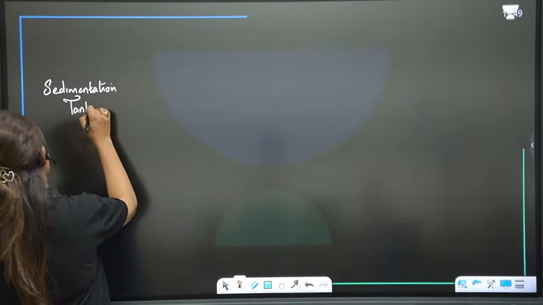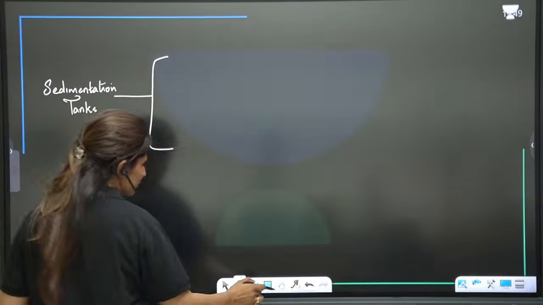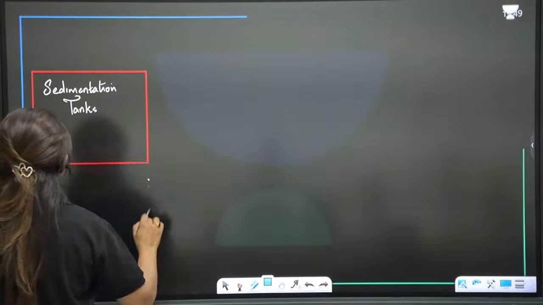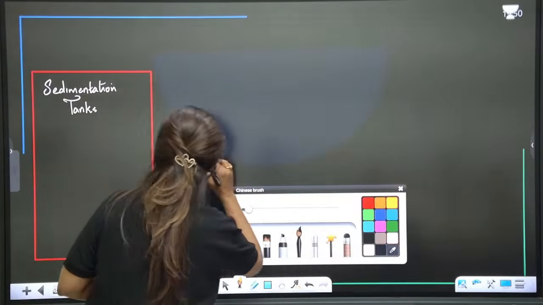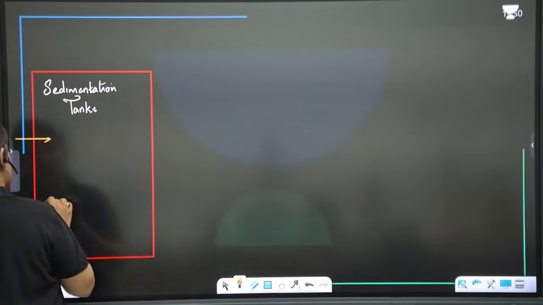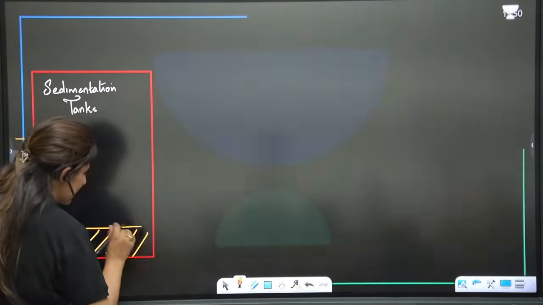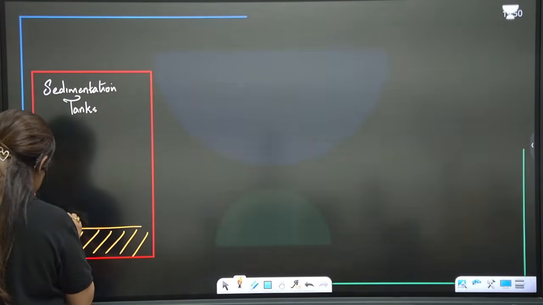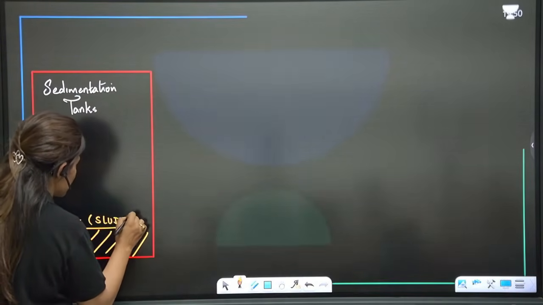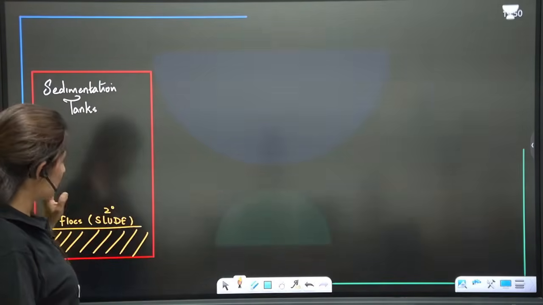Sedimentation tanks. From sedimentation tanks, guys, what happens? The effluent which comes from the aeration tanks is separated into two components. First of all, we'll have flocks, the sediment, which will settle down. They are solid, and therefore they will form the sludge. Because this solid sludge is formed as a result of secondary treatment, I'll call it secondary sludge.